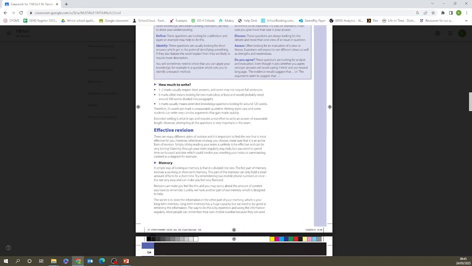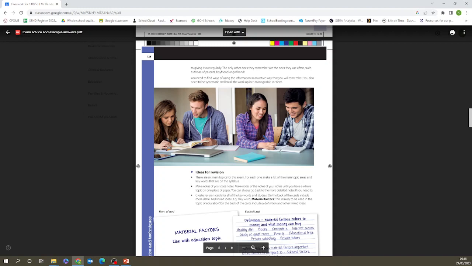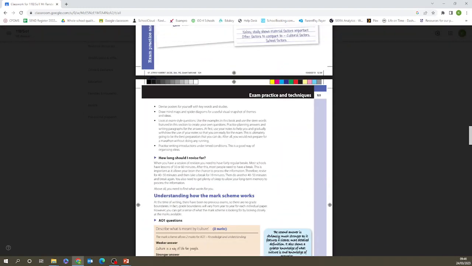And then there's some general effective revision advice, in terms of how you might get your revision into your long-term memory. It talks about things such as devising posters, mind maps. I know some of you are making revision cards and so on, which you find really useful. And it depends on individuals. Different strategies tend to work differently for different people, but there's some good general advice there for sociology. But key concepts on revision cards and studies will be really useful. I know many of you are well onto doing that already.